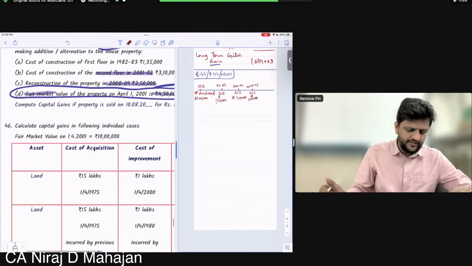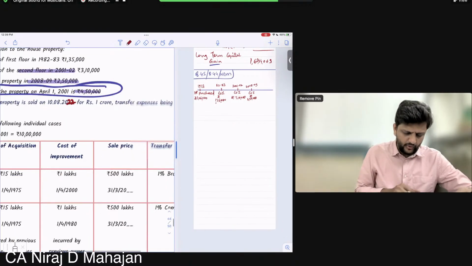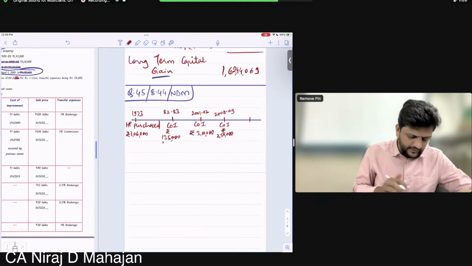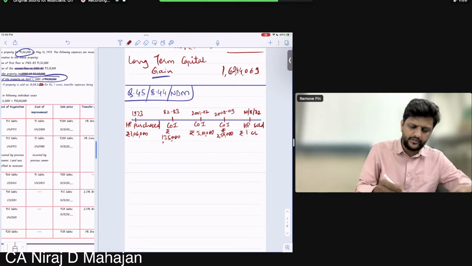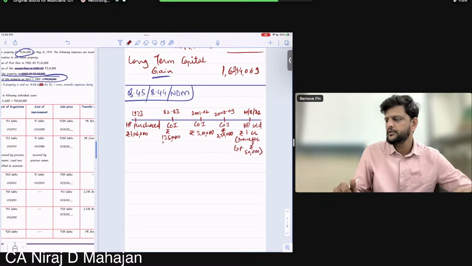Compute capital gains if the property was sold on 10th August 22 for rupees 1 crore. Transfer expenses being 50,000. No problem. So I'm writing the date here, 10th August 22, current year. House property sold, rupees 1 crore. Transfer expenses rupees 50,000.